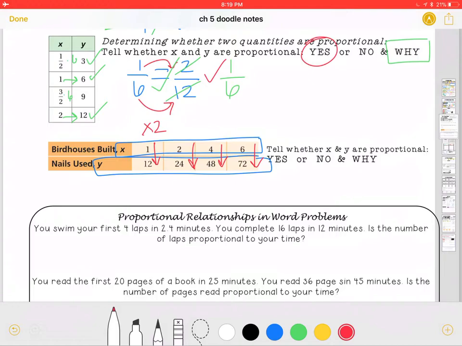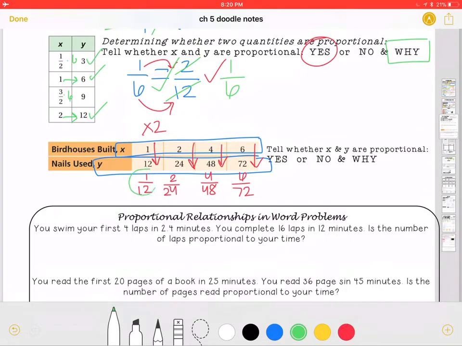Remember, from a table, you could write all of these as fractions. Like this would be 1/12. This would be 2 over 24. So you could write them all as ratios or fractions. And then in order to decide whether they're proportional, you want to know, do they all equal the same thing? Can you simplify all of these to the same fraction?